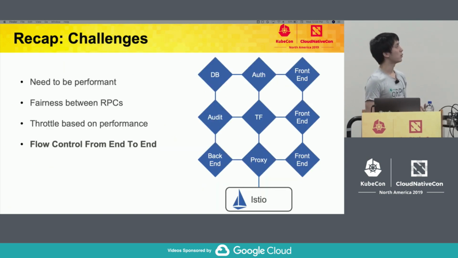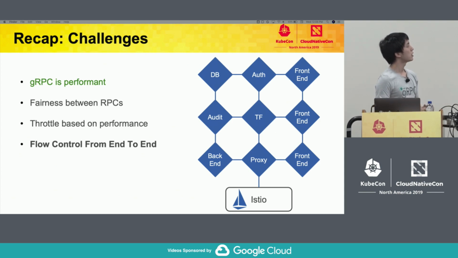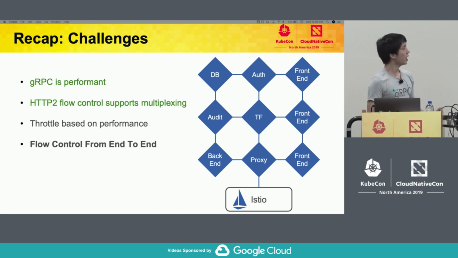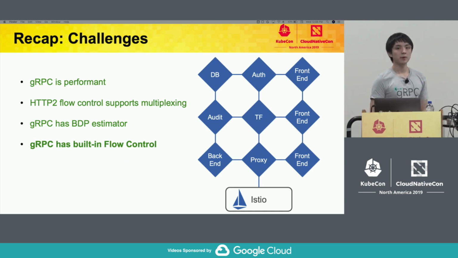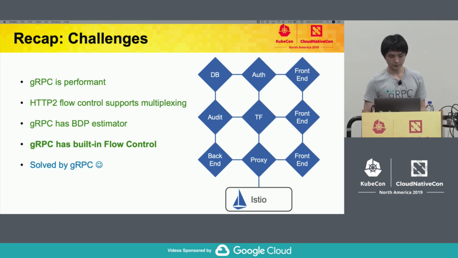So let's recap what were the challenges we had before. First, we need a flow control mechanism that is performant. Well, gRPC is performant. And we want fairness between RPCs. HTTP flow control supports multiplexing. And throttle based on performance. We got the BDP Estimator. And last, flow control from end to end. gRPC has built-in flow control, which means by adopting gRPC, you are already protecting your cluster. So, problem solved. Everyone's happy.